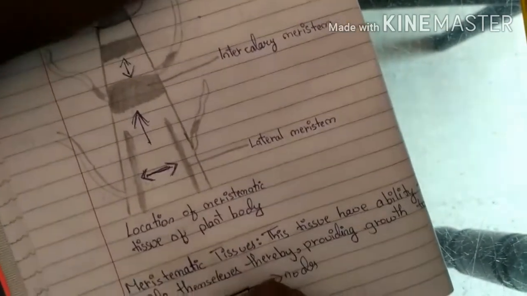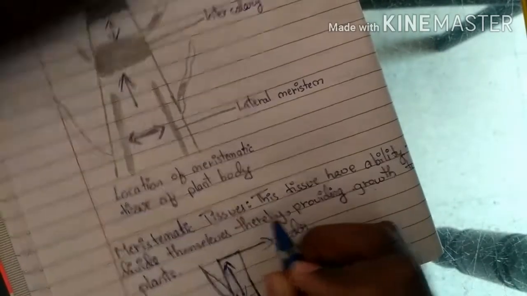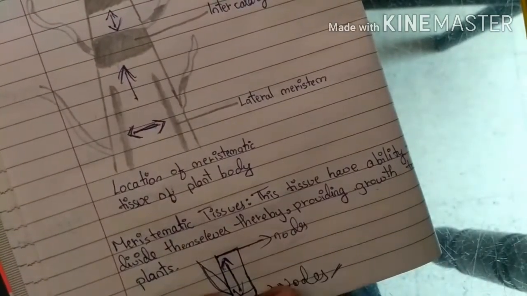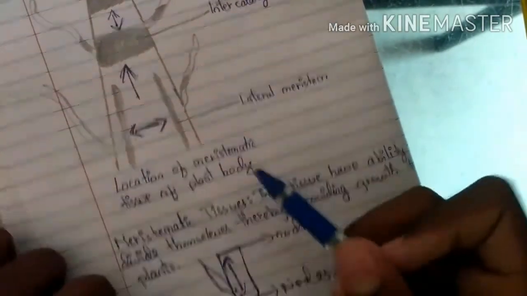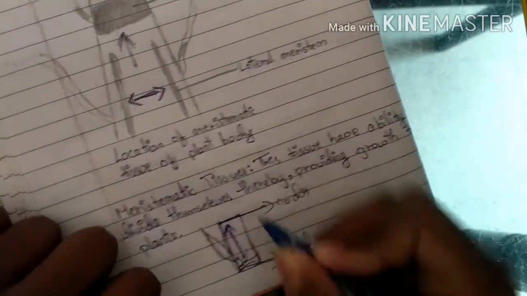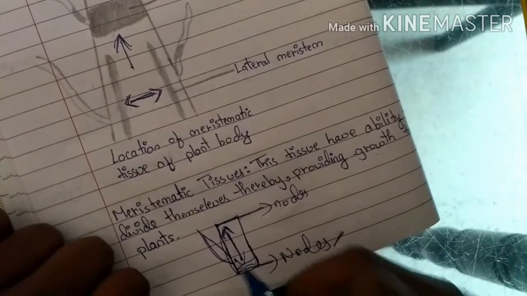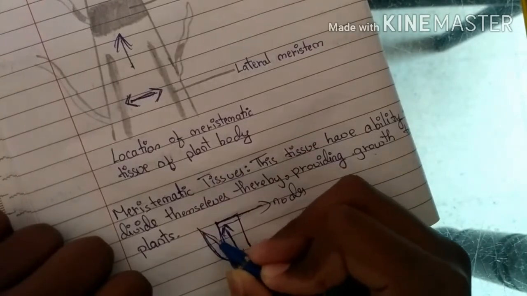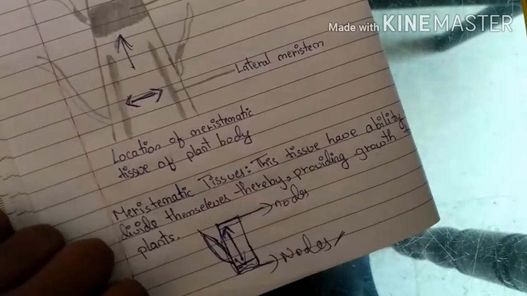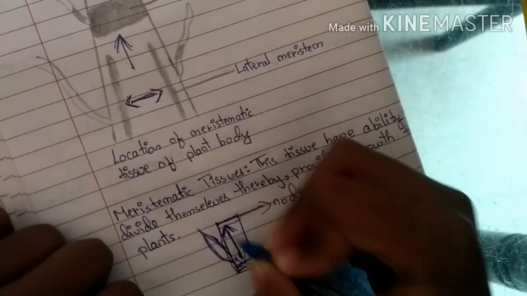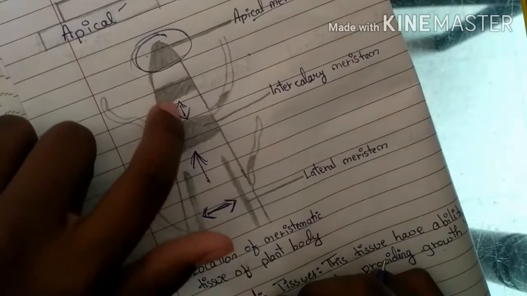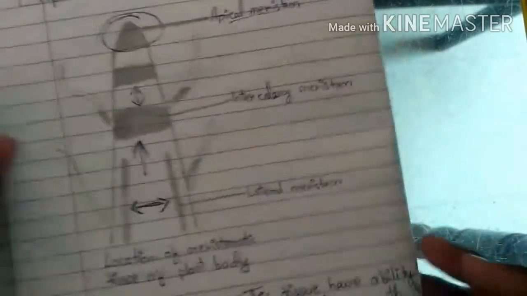What is meristematic tissue? These tissues have the ability to divide themselves, thereby providing growth to plants. Now I'll tell you about intercalary meristem. See, this is a bamboo stem, and these are its nodes, and this is the leaf. It helps with this part. It will become big, this part here. Okay, next.